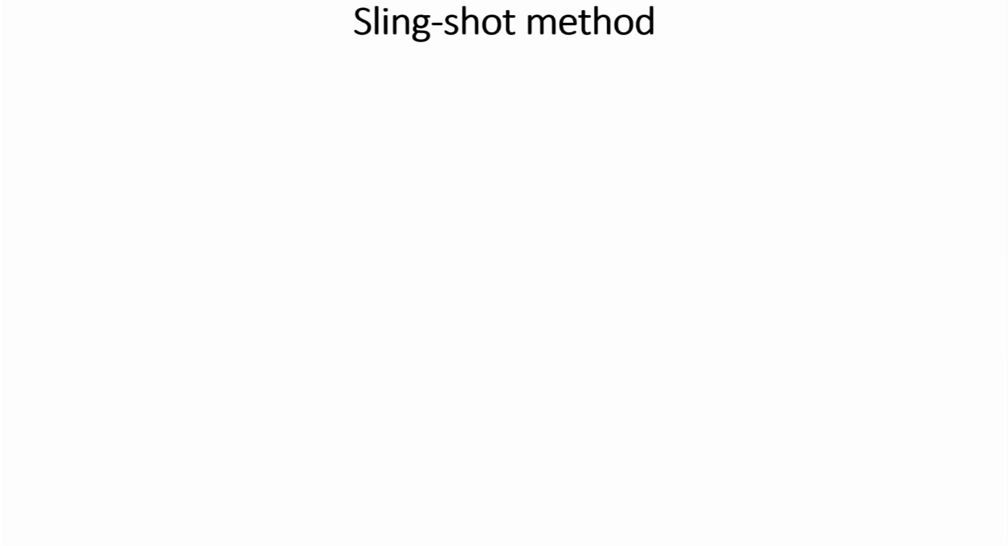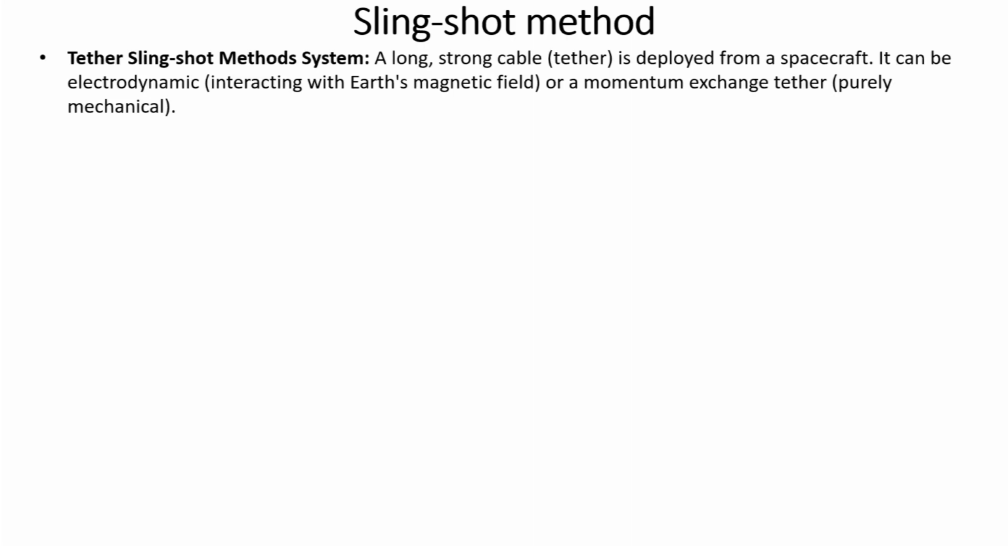The other method, as I said, is the slingshot method. This is the tether slingshot method. Here, a long strong cable called the tether is deployed from the spacecraft. It can be electrodynamic, which we already discussed. It will interact with the Earth's magnetic field and produce the Lorentz force, or it can be a momentum exchange tether. It can be a purely mechanical one.